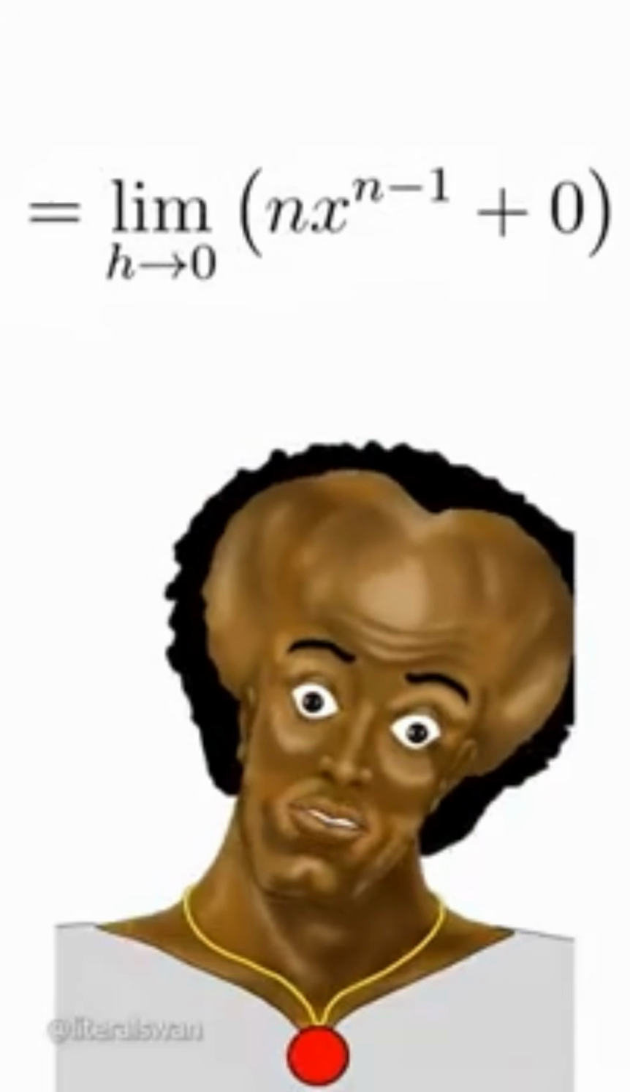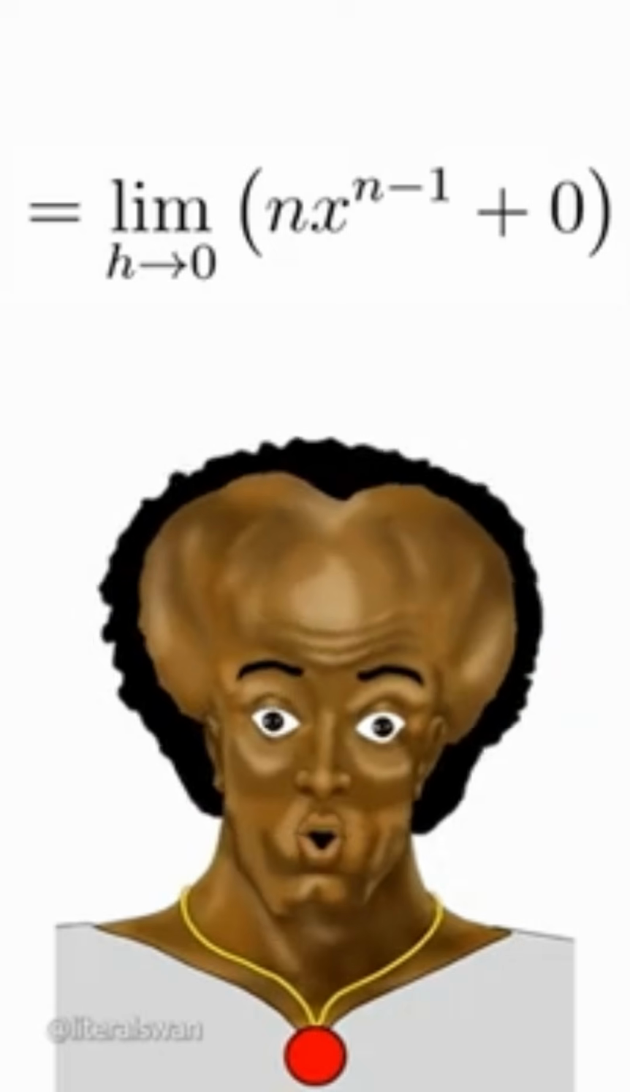Since h tends to 0, we can treat h as if it was equal to 0 now. So the result is n x to the n minus 1? Marvelous work! Yet again, my child.